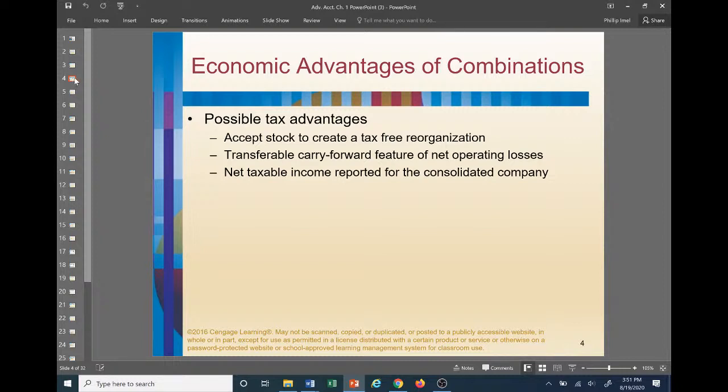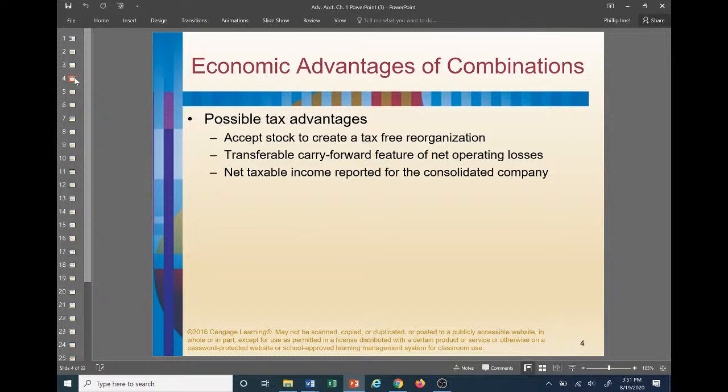Okay, some possible tax advantages. You can accept stock to create a tax-free reorganization, as opposed to accepting cash, where you have an immediate gain, which is taxable. So that's nice. You can defer your taxes by accepting stock.